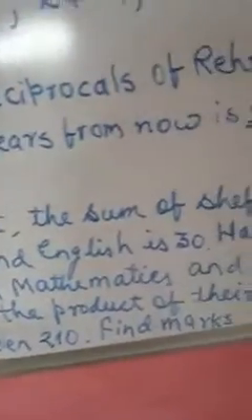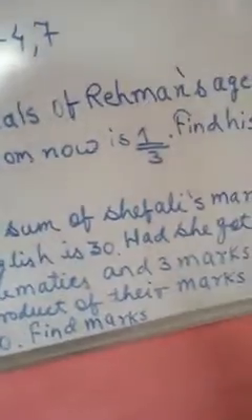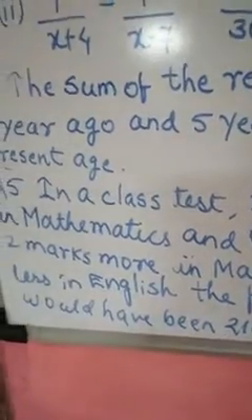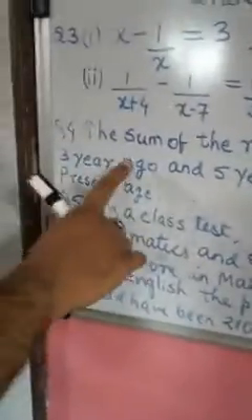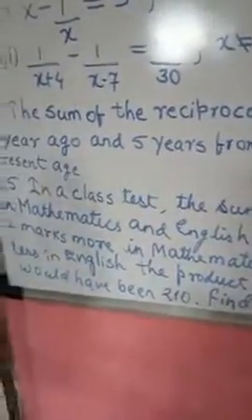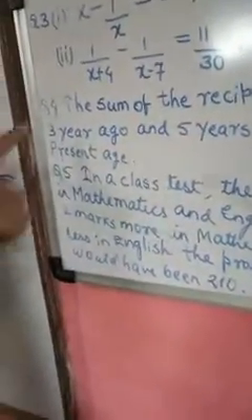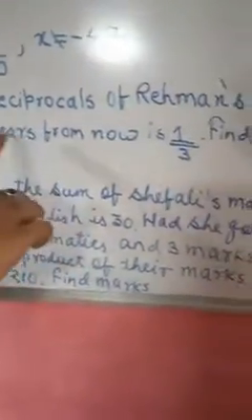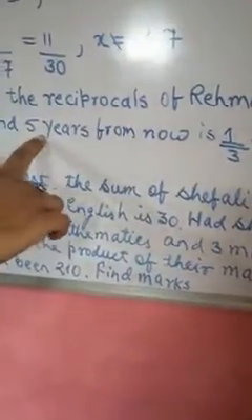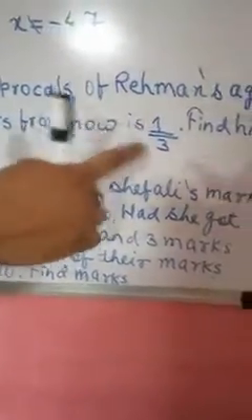You can see the word in the question: the sum of the reciprocal of Rahman's age. There is one boy, Rahman. If we take his age and do the reciprocal, and 3 years ago, suppose Rahman's age is x. Three years ago means his age will be x minus 3. And 5 years from now, it means after 5 years, it will be x plus 5, is 1 upon 3.